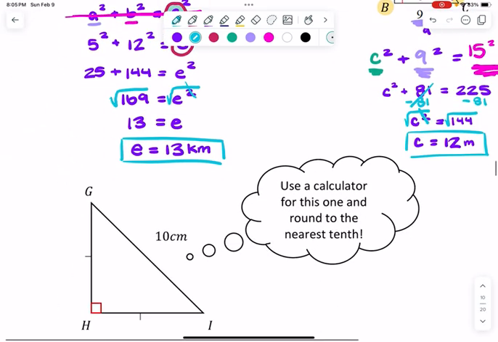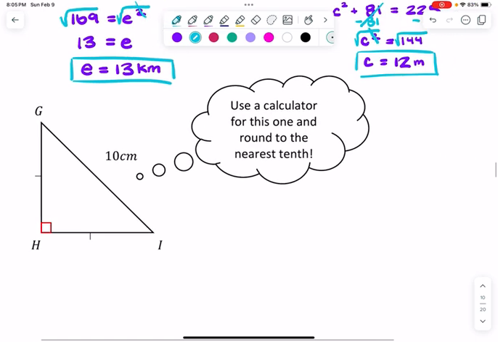We have this last example. Now, this last example, we need to use a calculator for. But it's also a little bit special. Why is it a little bit special? Because you might look at this triangle and go, Miss T, oh my goodness, I'm not given 2 of the sides. I don't know which side I'm solving for. I don't know 2 of the 3 sides to solve for the third one. I am freaking out.